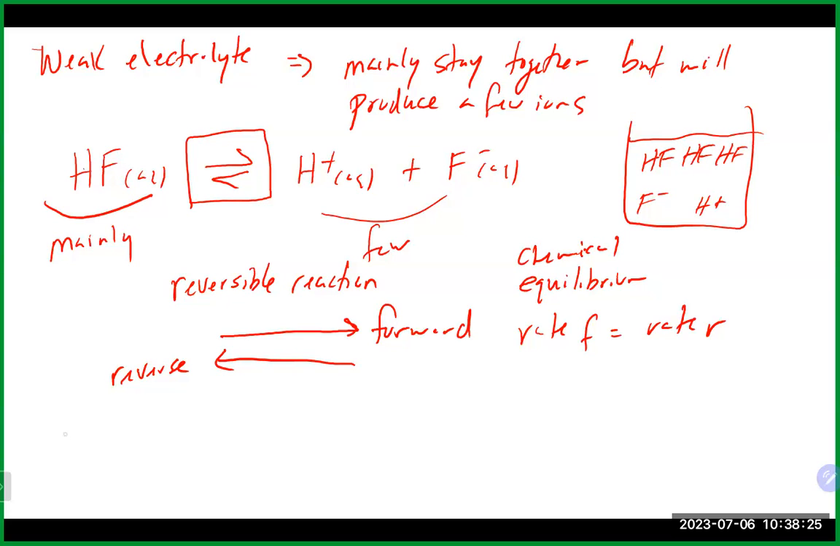HF is a weak acid. Acetic acid, also a weak acid. HCN is a weak acid. There's a number of weak acids. Like I said before, a lot of weak acids are weak electrolytes. And pretty much if you remember those 6 that we just mentioned on the previous slide that were strong acids, pretty much anything else will probably fall into that weak acid situation.